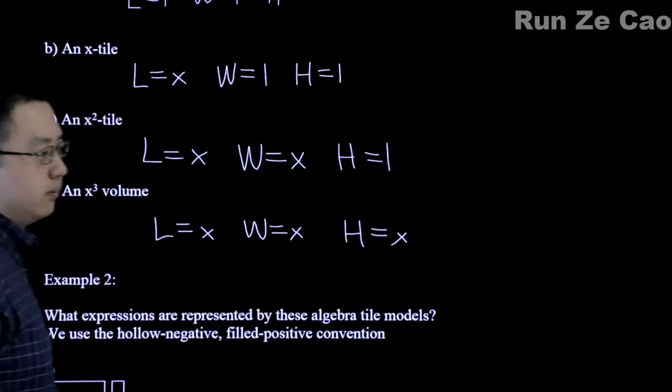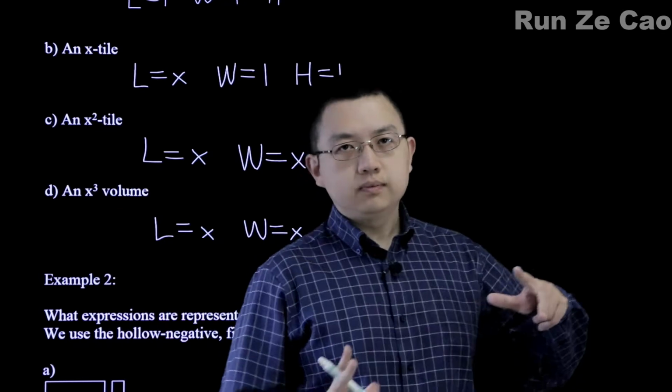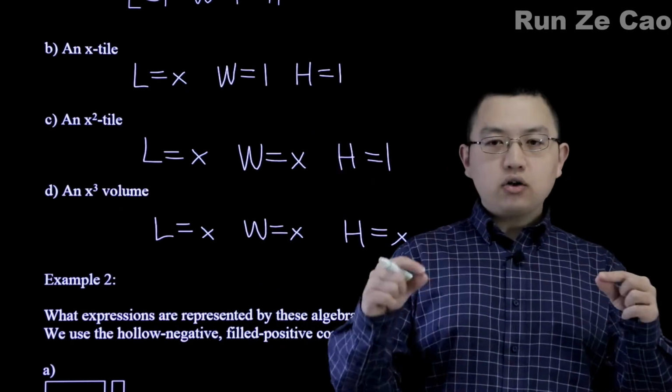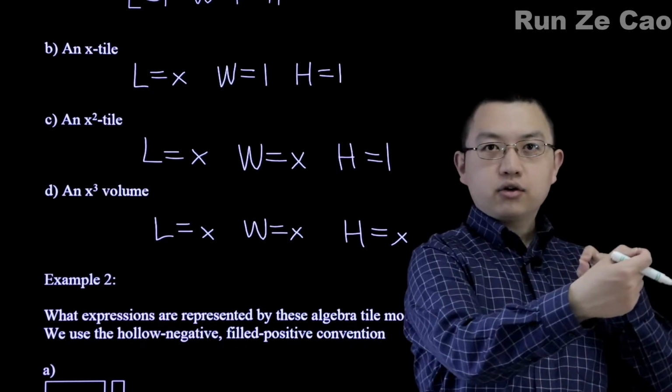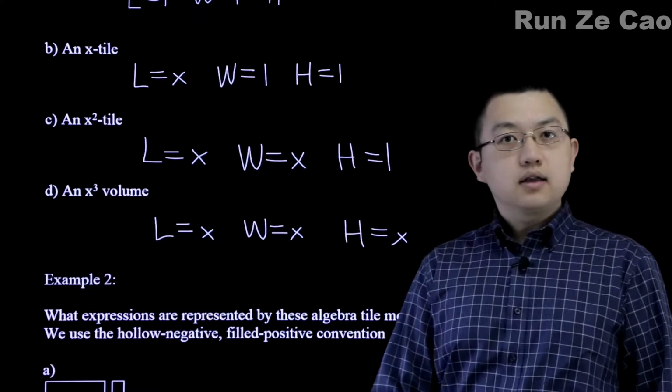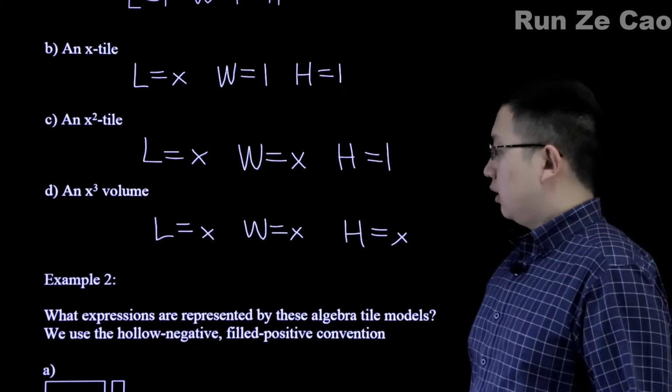So for example, the cube, that is 1,000 little cubes. That's 10 little cubes times 10 little cubes times 10 little cubes. Hence, it is 10 to the 3rd power.